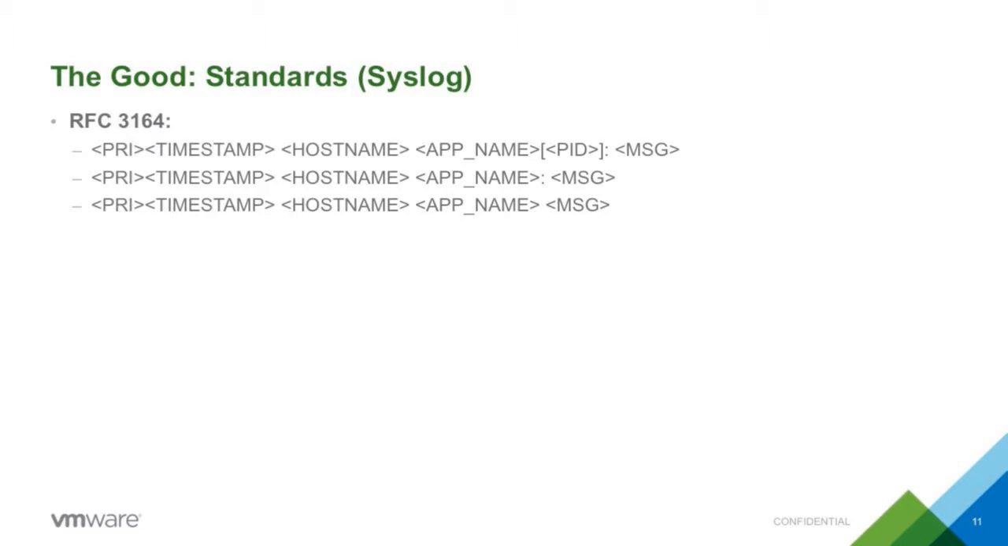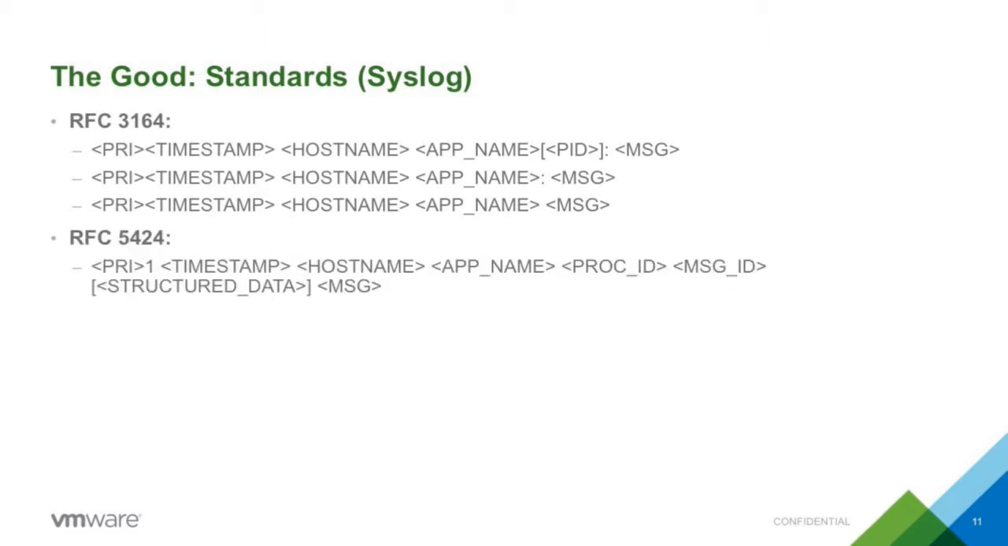Very cool. But the message part of this is unstructured, and so maybe it's really hard to extract the useful bits of information out of it. So a new RFC was created called 5424. It looks very similar, but it mandates a couple more things. First, the proc ID and message ID are now required. They're not optional. And you can now add structured data.